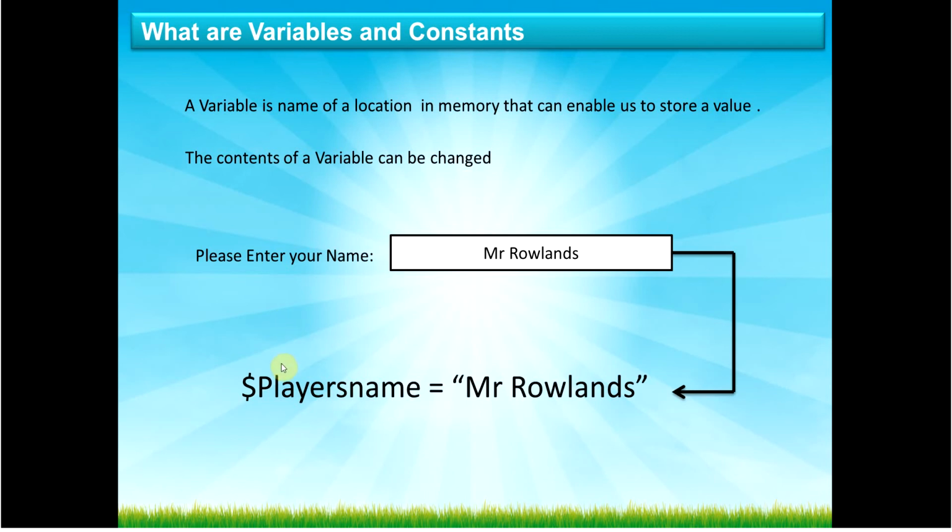So the variable now contains Mr. Rowlands. So where does the name and the value relate to this? As you can see, the name is the name of the variable, so player name, that's our variable name. And the information that is being stored, the value, is Mr. Rowlands. I hope that makes sense now.